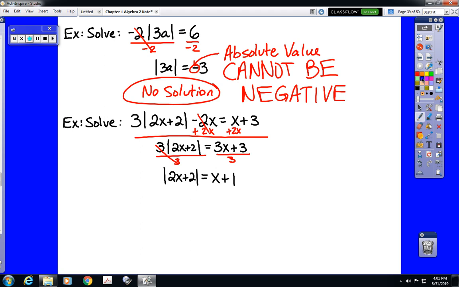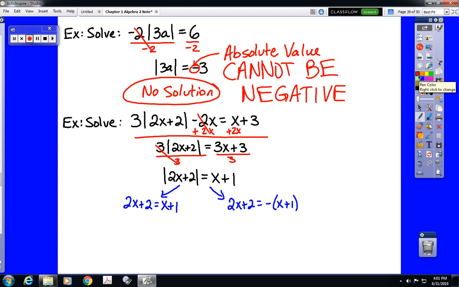At this point, we are going to split it up. Our first equation, we will simply drop the absolute value, 2x plus 2 equals x plus 1. The other equation, we will drop the absolute value, and we will negate the right side of the equation. We're going to solve both of these equations.